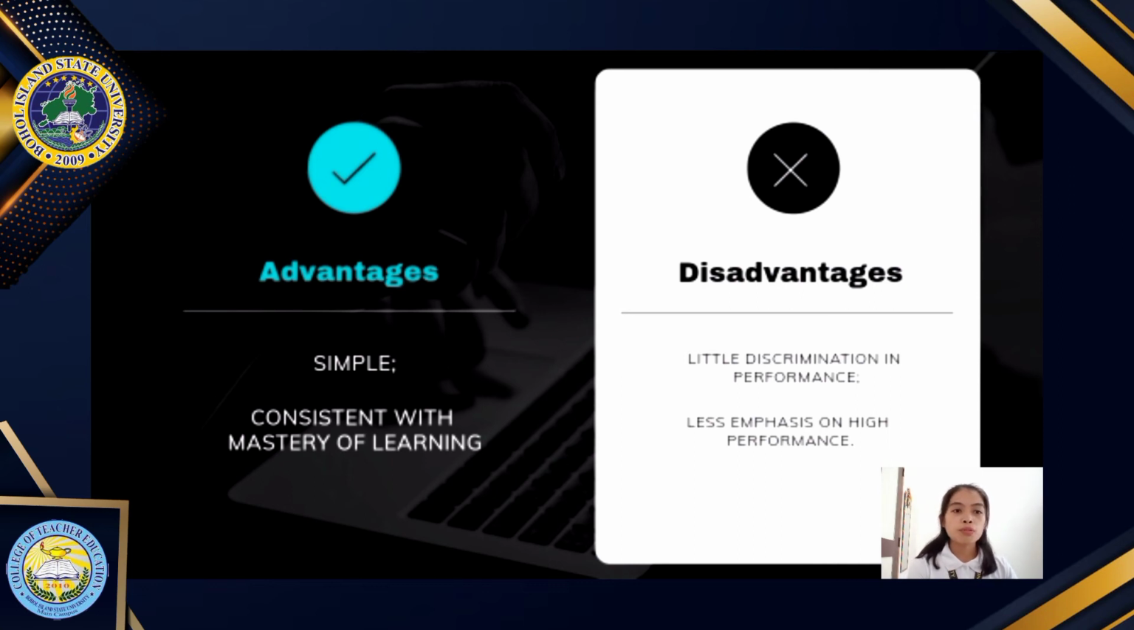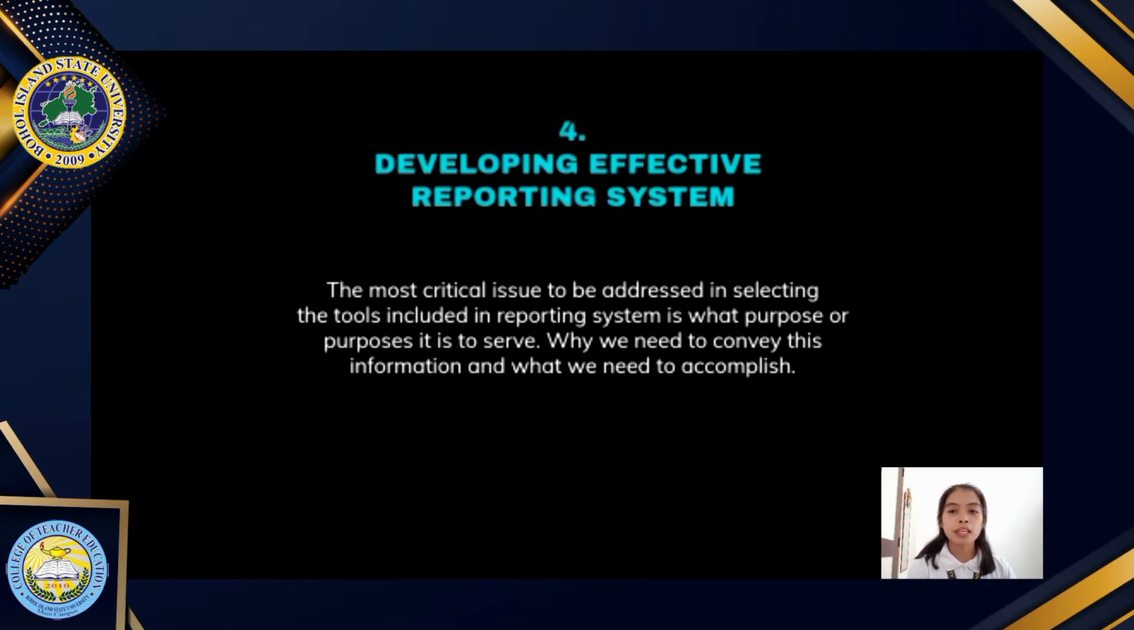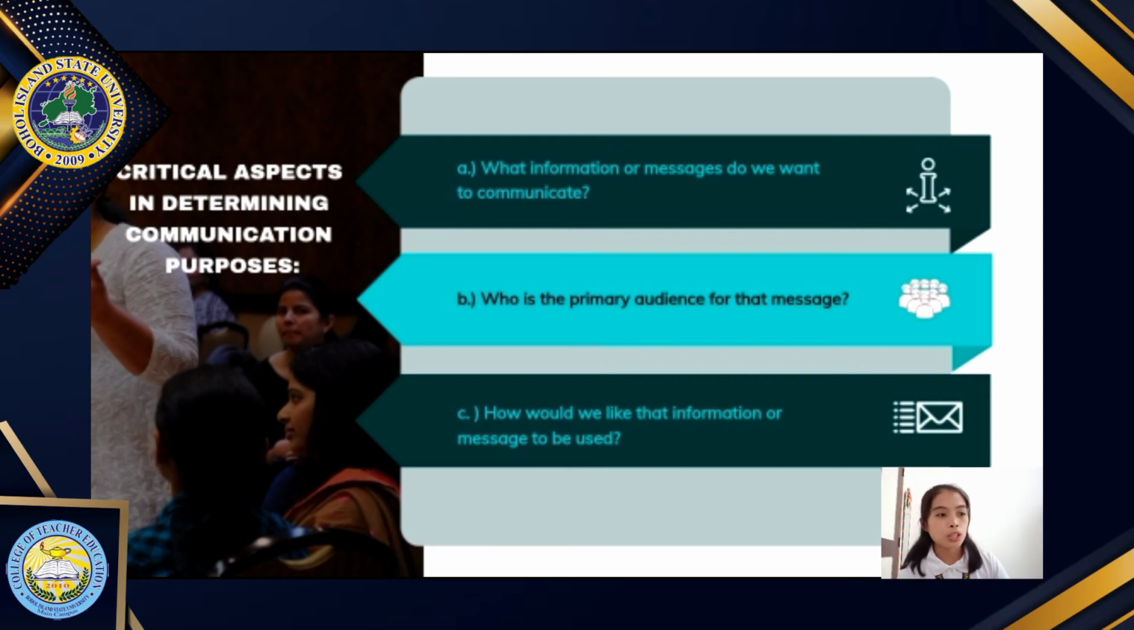So now let us move on to the fourth system of grading and reporting system, which is developing effective reporting system. The most critical issue to be addressed in selecting the tools included in the reporting system is what purpose or purposes it is to serve, why we need to convey this information, and what we need to accomplish. There are three aspects of communication to be considered.